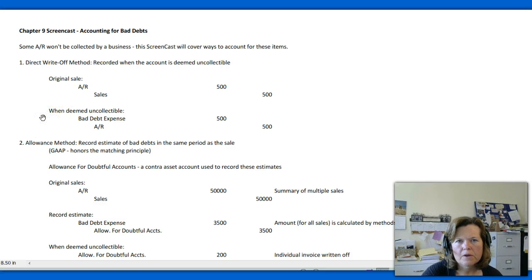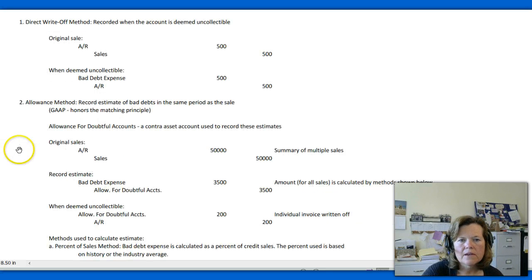When we find we're not going to be able to collect that, we can't contact somebody, their phone's disconnected, can't get a hold of them, we simply would debit bad debt expense and credit AR. Nice and simple, but it's not GAAP. Okay, so it's not considered generally accepted accounting principles, and we'll talk about why here in a minute.